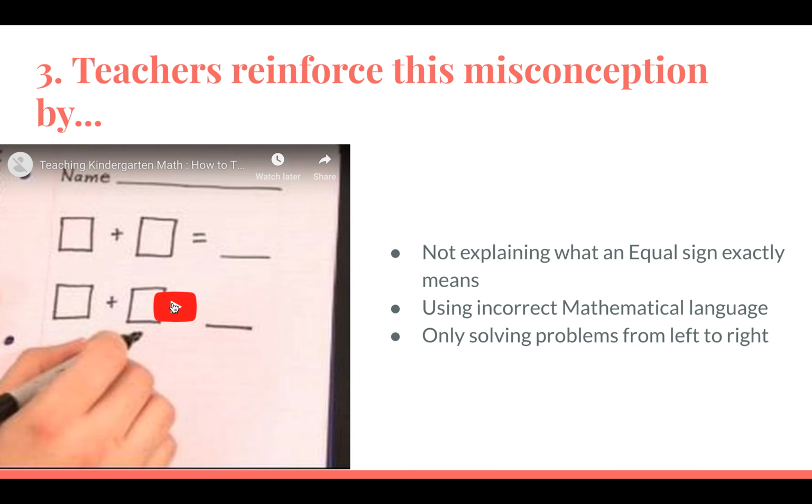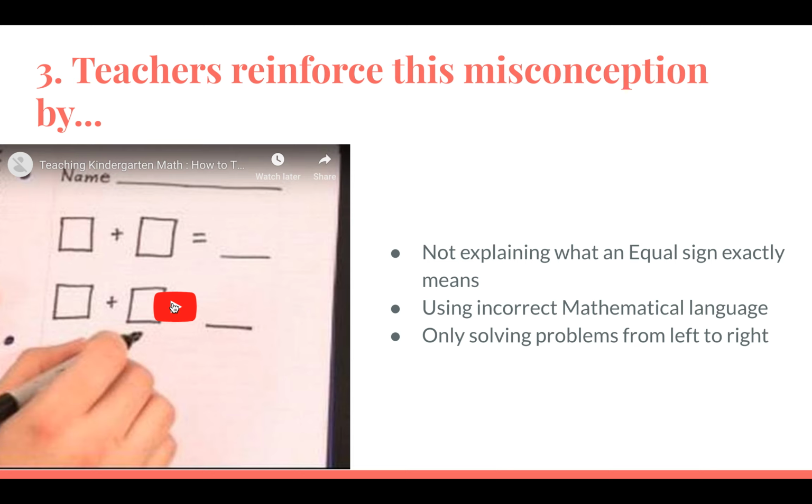Another way they do this is by using incorrect mathematical language. Teachers, as we will see in this video, are often, we all are, apt to say, "and the answer equals blank," which helps push the misconception that the equal sign means the answer, when in reality it really just means equal sum.